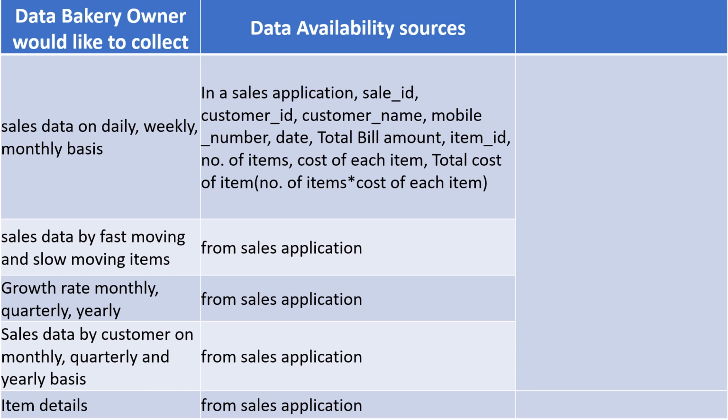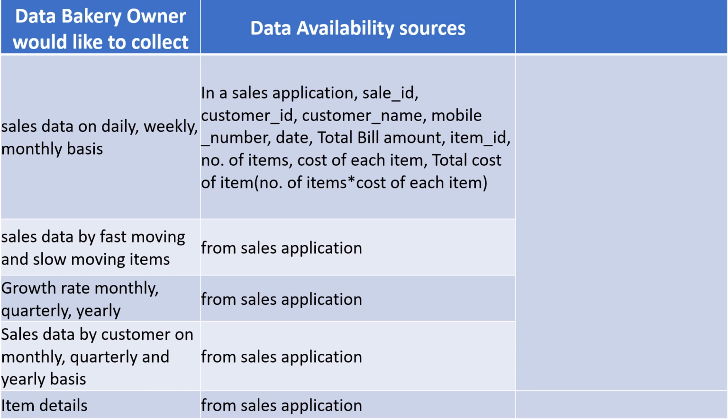The information that gets captured within the sales application is the sale ID, customer name, mobile number, date, total bill amount, item ID, number of items for each sale, then cost of each item, and total cost of item, like number of items into cost of each item. Now, with this information, he checks the sales application, keeping in mind the data that he has in the Excel files for the customers.